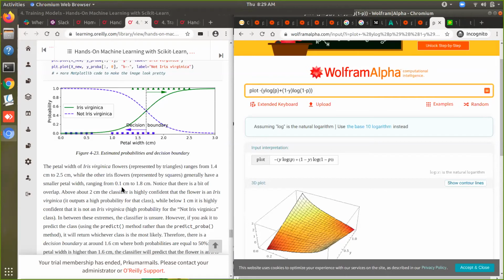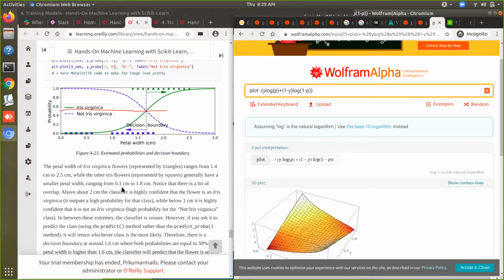The decision is made when the probability is 1/2, right? And that's why the decision boundary is 1.8, because that's the intersection. Both of these curves intersect at a probability of 0.5, and so you'd make your decision. The decision boundary is when the probability is 0.5, and that corresponds to this decision boundary of 1.8. Does that answer your question?